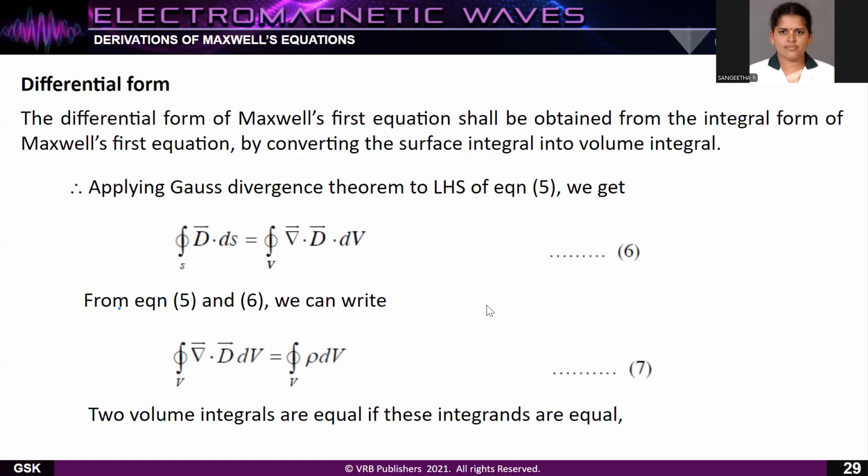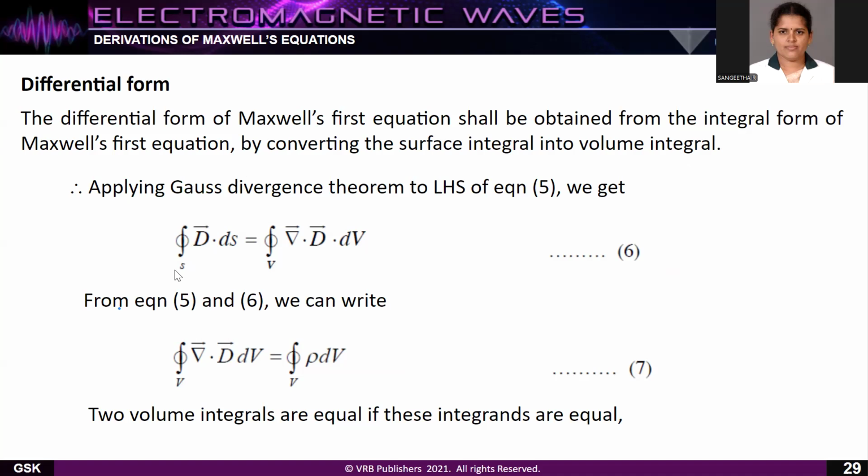integral form. But we need to convert it into a differential form. So to convert Maxwell's first equation into a differential form, we have to convert the surface integral to a volume integral. To convert a surface integral to a volume integral, what theorem do we have to use? We have to apply the Gauss divergence theorem. So using Gauss divergence theorem, we can convert the surface integral on the left-hand side to a volume integral.